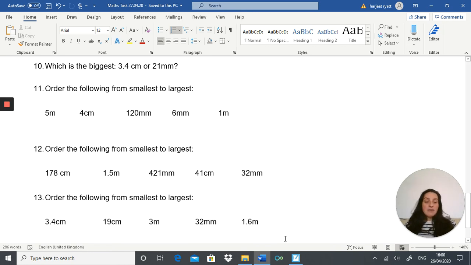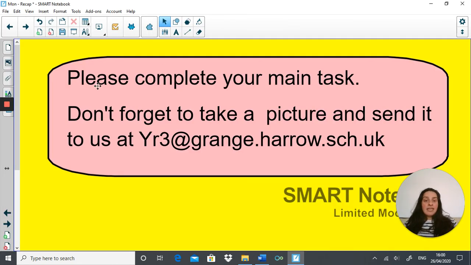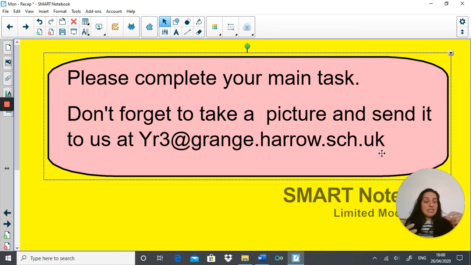So I'm going to take you back to the page showing the email, and here's the email here, year3@grange.harrow.sch.uk. Once you have completed the sheet, please write down your answers. You don't have to print the sheet off. You can simply write your answers down on a piece of paper, write down today's date, the LI, the answers, take a picture on your phone and send it across to this email.